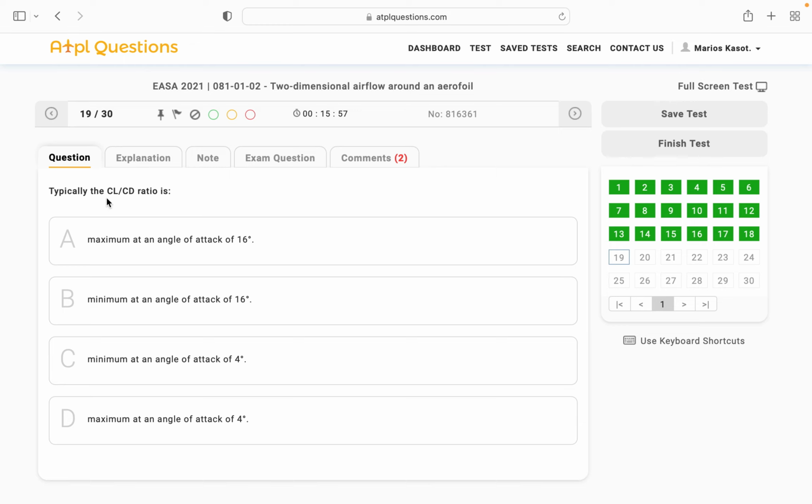Typically, the coefficient of lift to coefficient of drag ratio is maximum at an angle of attack of 16 degrees, minimum, okay. According to our theory, the coefficient of lift to coefficient of drag ratio is maximum at an angle of attack of 4 degrees, according to our theory.